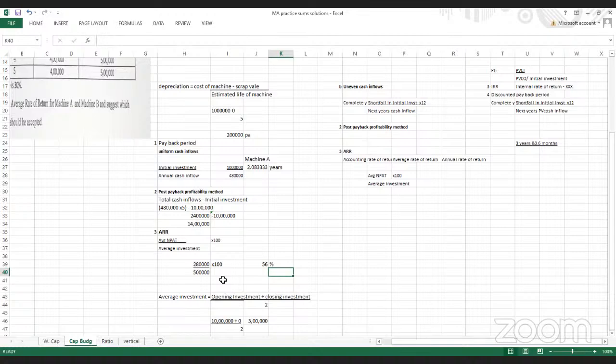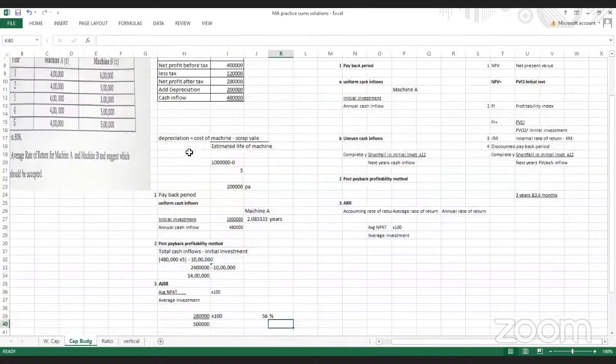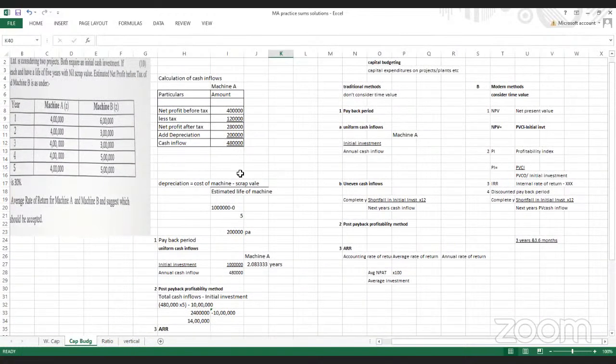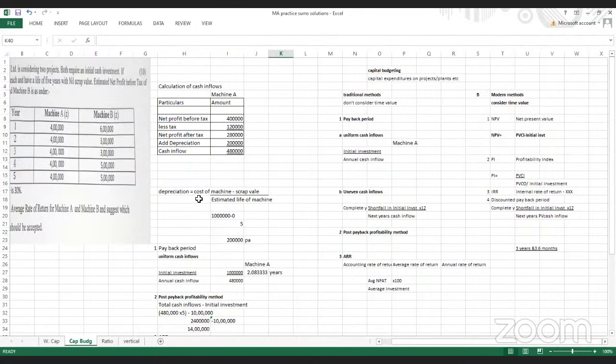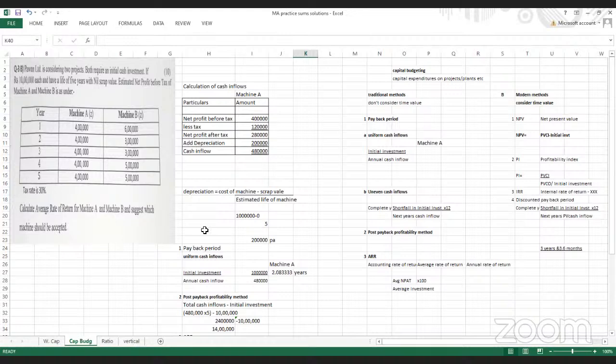So these were 3 traditional methods which I showed you. In the exam, one sum for 10 marks will be like this, in which you will be asked to calculate payback period and ARR. Now this was only for machine A. In the same way we have to do it for machine B. In this sum you can see in the question, they have asked you to calculate only ARR. Payback period and post payback profitability are not asked, but it will give you 10 marks. Now I'll do it for machine B as well.